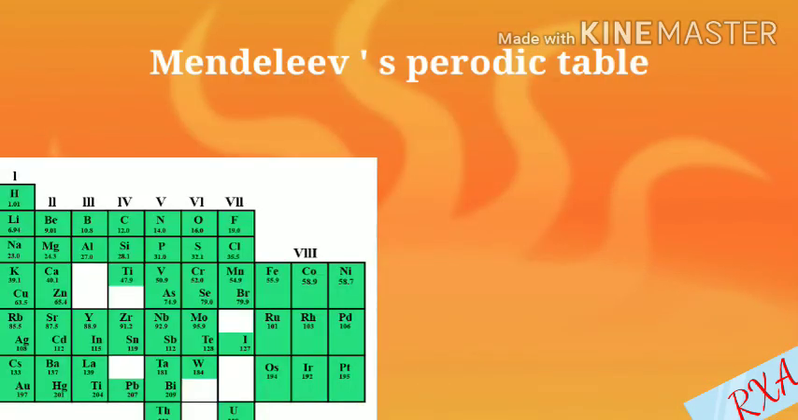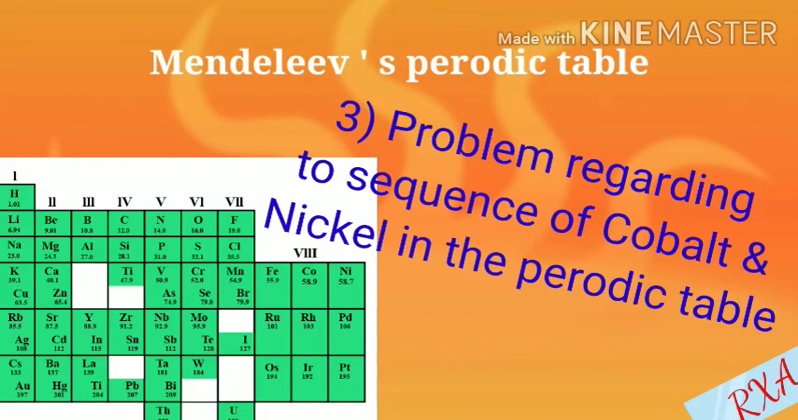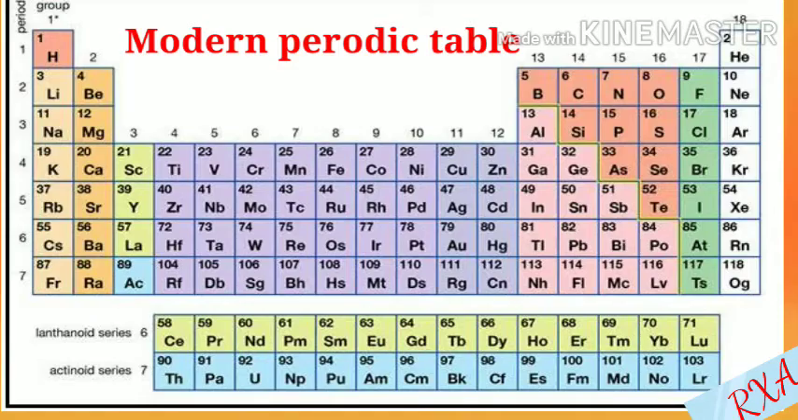Point number 4. In Mendeleev's periodic table, the whole number of atomic mass of cobalt and nickel is the same, hence there was a problem regarding their sequence in the periodic table. In the modern periodic table, this problem is solved as the table was prepared on the basis of the atomic number of elements. The atomic number of cobalt is 27 and that of nickel is 28. Therefore, nickel is placed after cobalt.